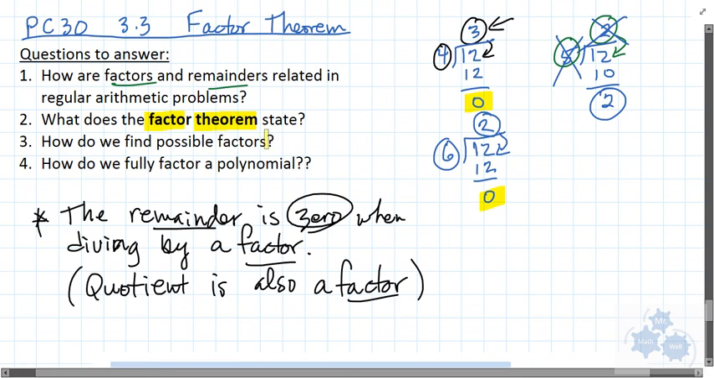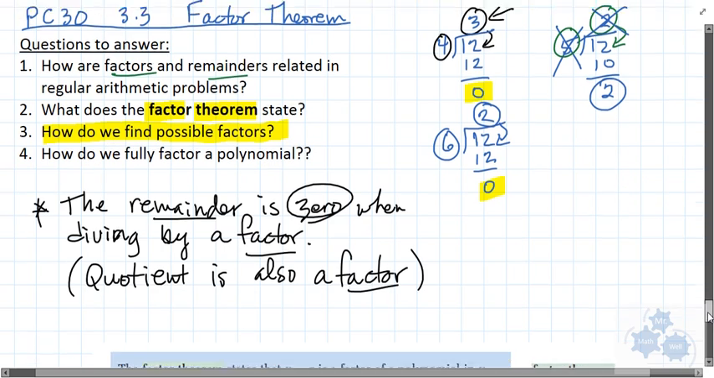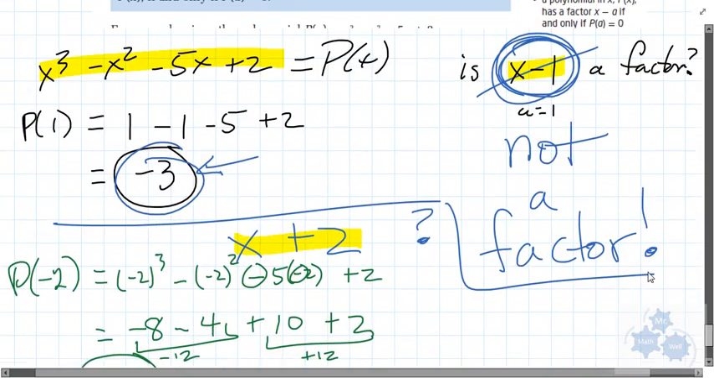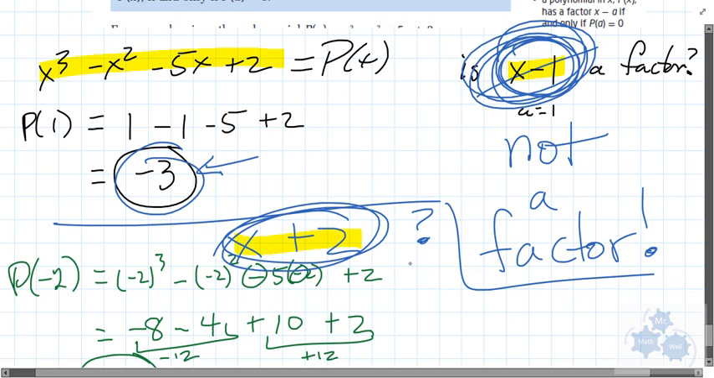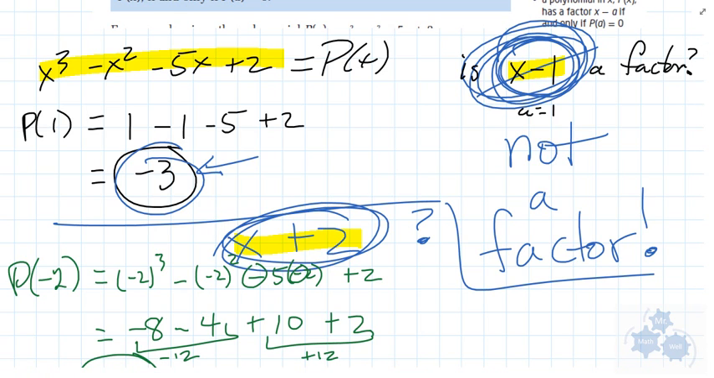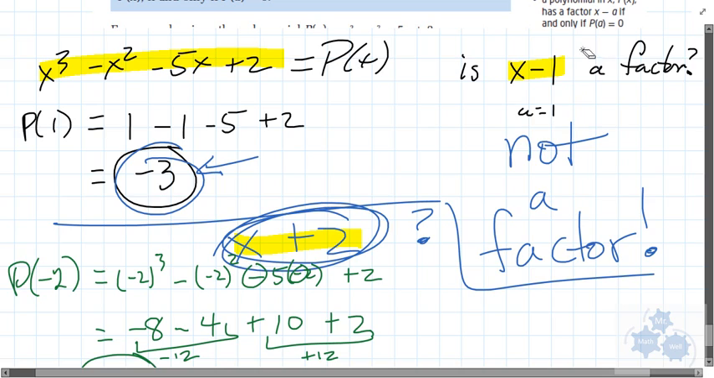Number 3, how do we find possible factors? We have to look at this. Because if we go back to this question, notice that I gave you this factor and we tested it. I also picked this factor for you and we tested it. Now, why did I think that these two binomials could be possible factors? And that's what we want to explore right now.